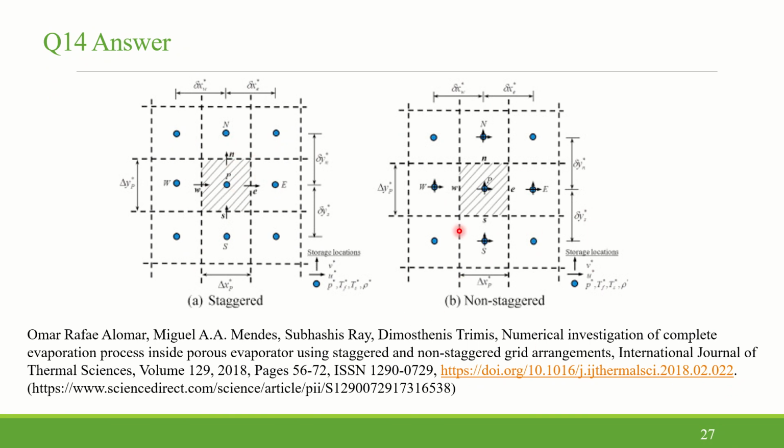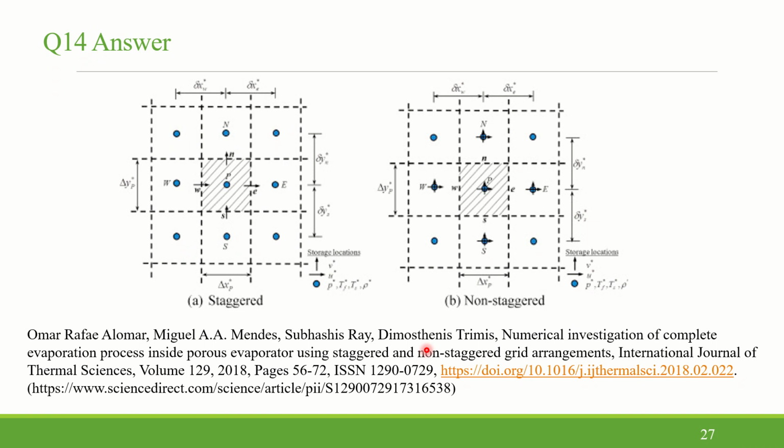And for the non-staggered grid, we are able to see that all the calculations are taking place at the same point, the same grid points we use for calculating pressure as well as the velocity. So this image is taken from this particular paper, and I have given the location as well. If you want, you can access it. So that is for question 14.